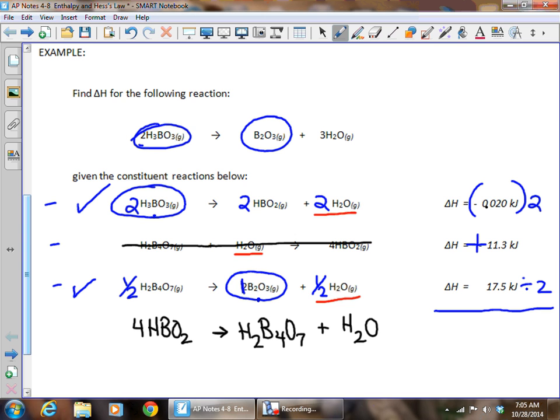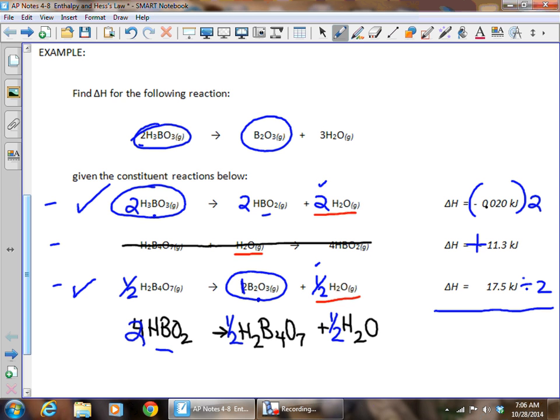Also, let's look at what's going on here. When we rewrite this equation, right now we've got 2 waters here, another half of a water here. We want a total of 3, and right now we've got 3.5 waters. And let's look at something else. Everything else is supposed to cancel, and notice we've got 4 HBO2s here, but if you look back up here, we've only got 2. So it looks like we're going to need to divide this reaction in half. When we divide this reaction in half, we'll get 2 of our HBO2s. We'll get a half of an H2B4O7, and we'll get half of a water.